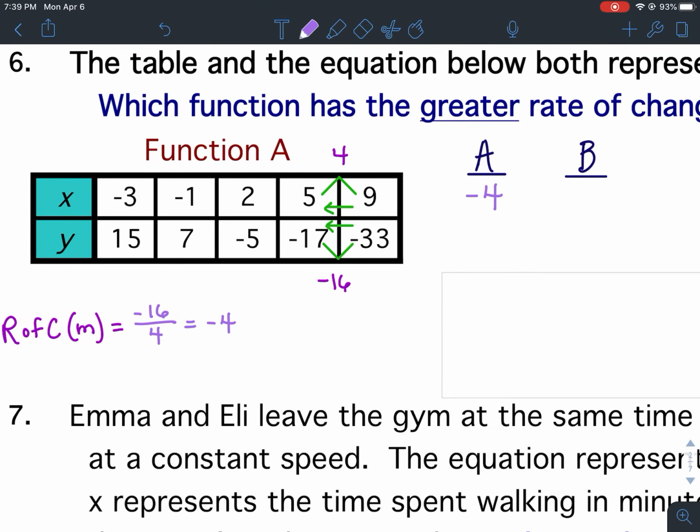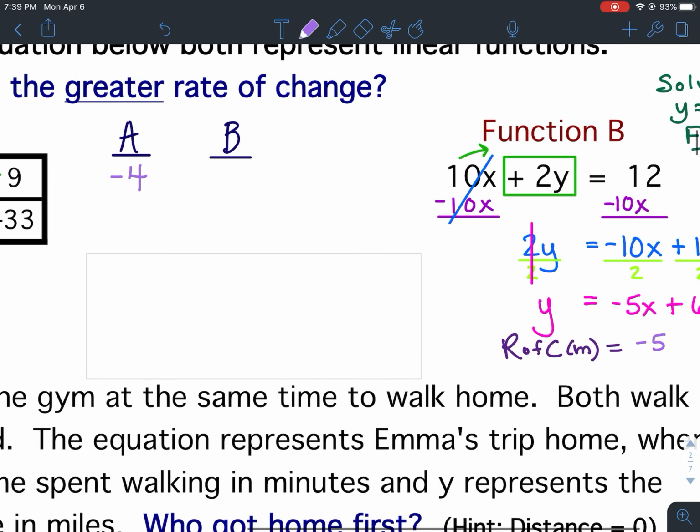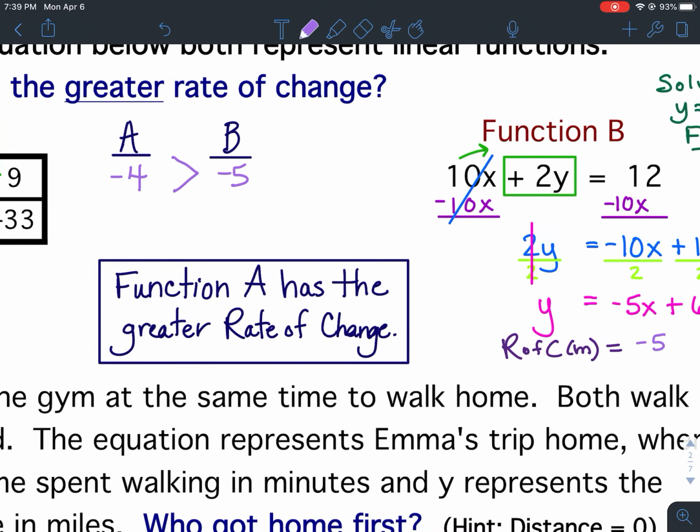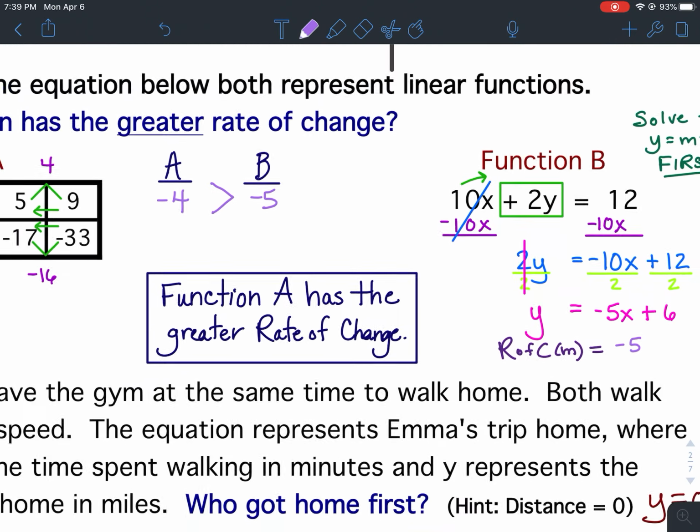Function a, -4. Function b, -5. Which one of these numbers is greater? Now remember, these are negative numbers, so you have to think kind of opposite. Or you should say, what number is closer to 0? In this case, -4 is closer to 0, so that would make -4 the greater rate of change. So my final answer is function A has the greater rate of change.